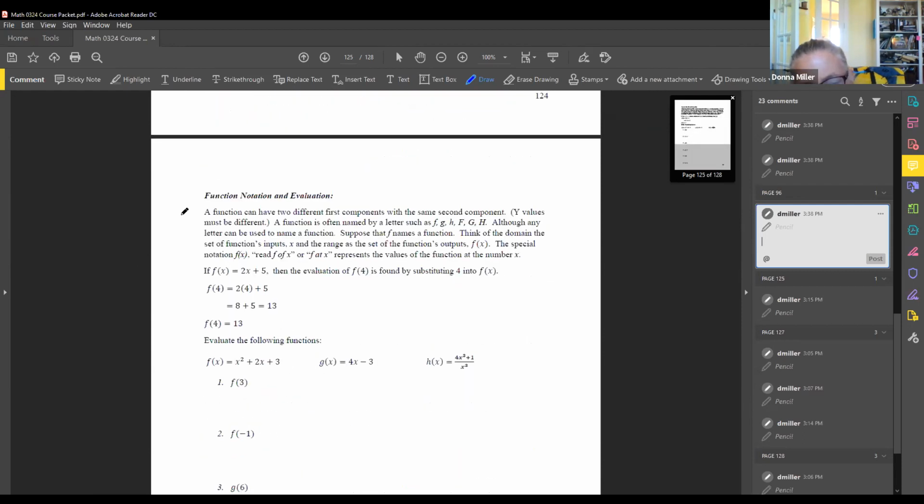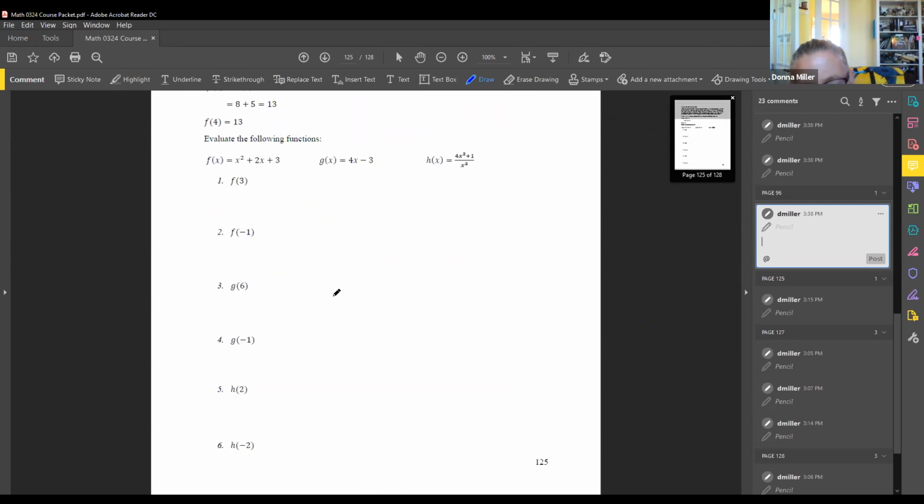You should be pretty comfortable with function notation. For example, if I gave you f of x equals 2x plus 5, find f of 4. You just plug in x is 4.